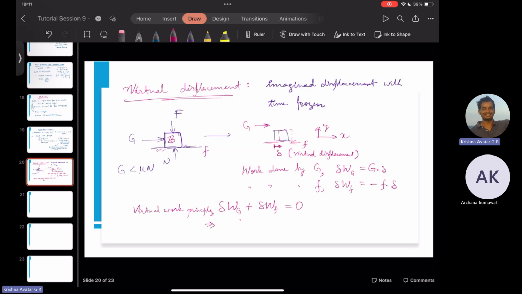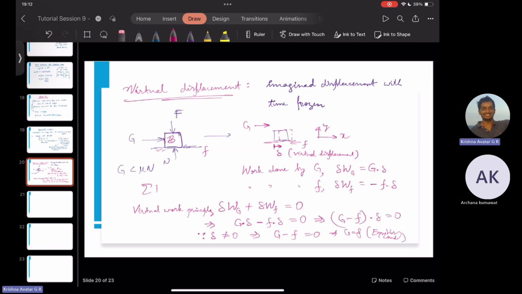And this implies that G into delta minus f into delta is equal to 0, so (G minus f) into delta is equal to 0. We recall that delta is not equal to 0, because we are providing some finite, although imaginary, non-zero displacement. This implies that G minus f is equal to 0, and G is equal to f. As you recall clearly, this is what we would have obtained from the equilibrium condition.